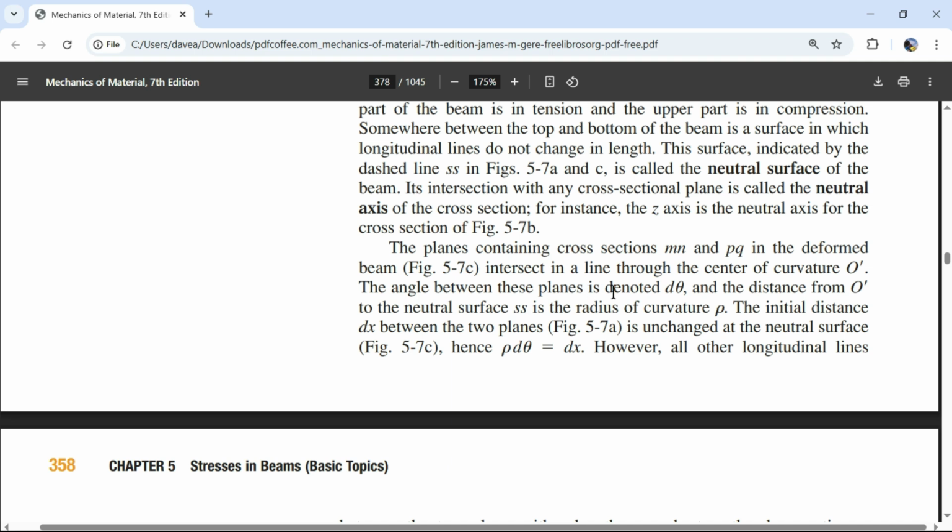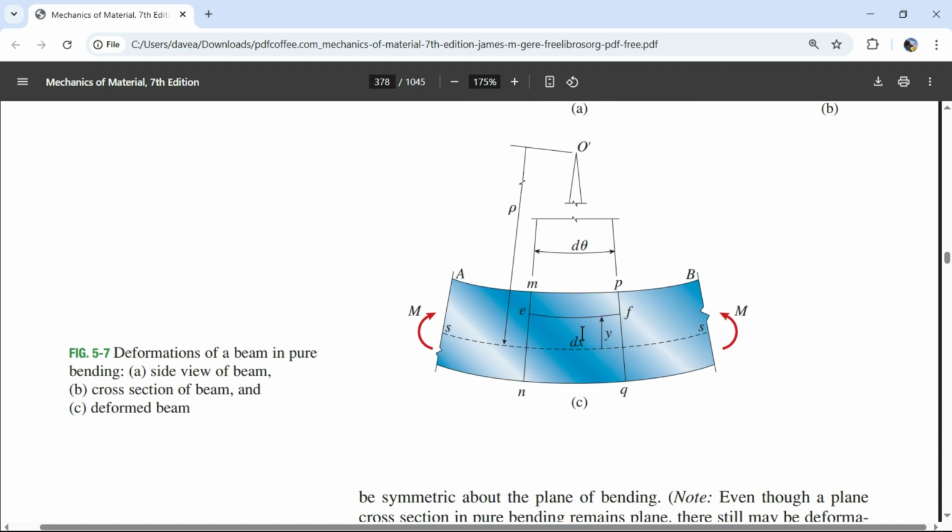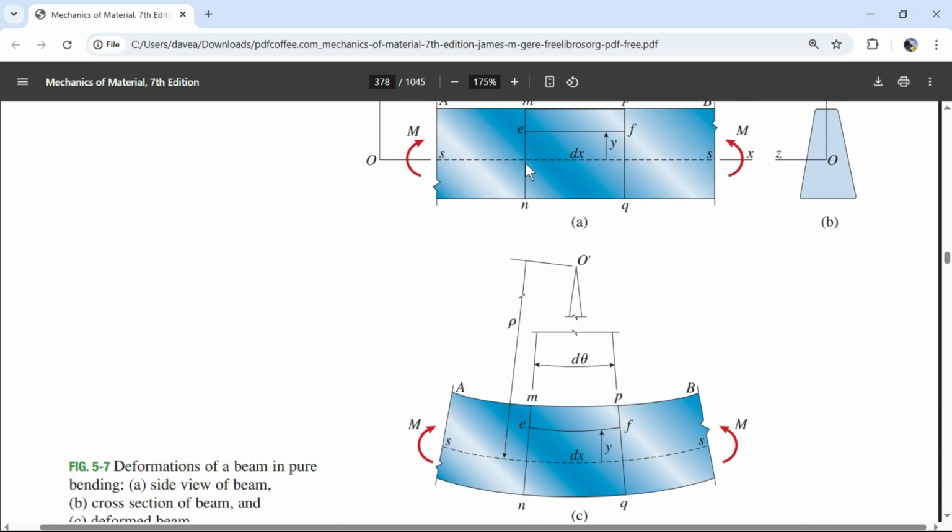The angle between these planes is denoted by d theta. We talked about that. The distance from O prime to the neutral surface, SS, is the radius of curvature rho. We talked about that. The initial distance, dx, between the two planes is unchanged at the neutral surface. So the distance dx between the two planes is the same here as up here. That's what they're saying.